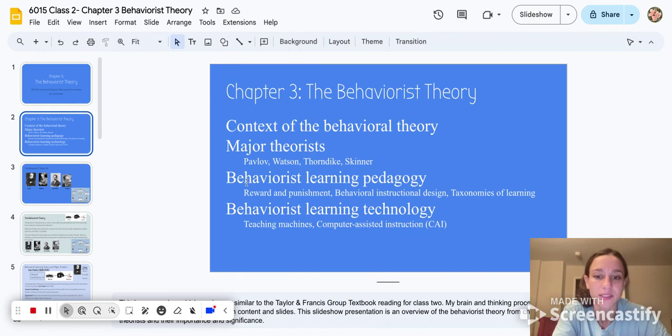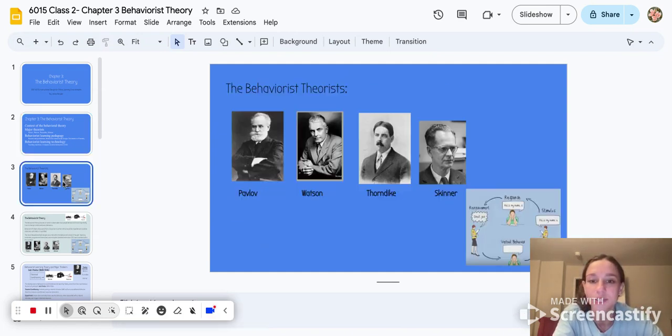And then we discuss the behaviorist learning pedagogy, which will discuss reward and punishment, behavioral instructional design, and the taxonomies of learning. And lastly, the behaviorist learning technology. So teaching machines, which will have some pictures that go back in time a little bit, and the computer-assisted instruction. So I'll start here. The behaviorist theorists. So here's a graphic of Pavlov, Watson, Thorndike, and Skinner.